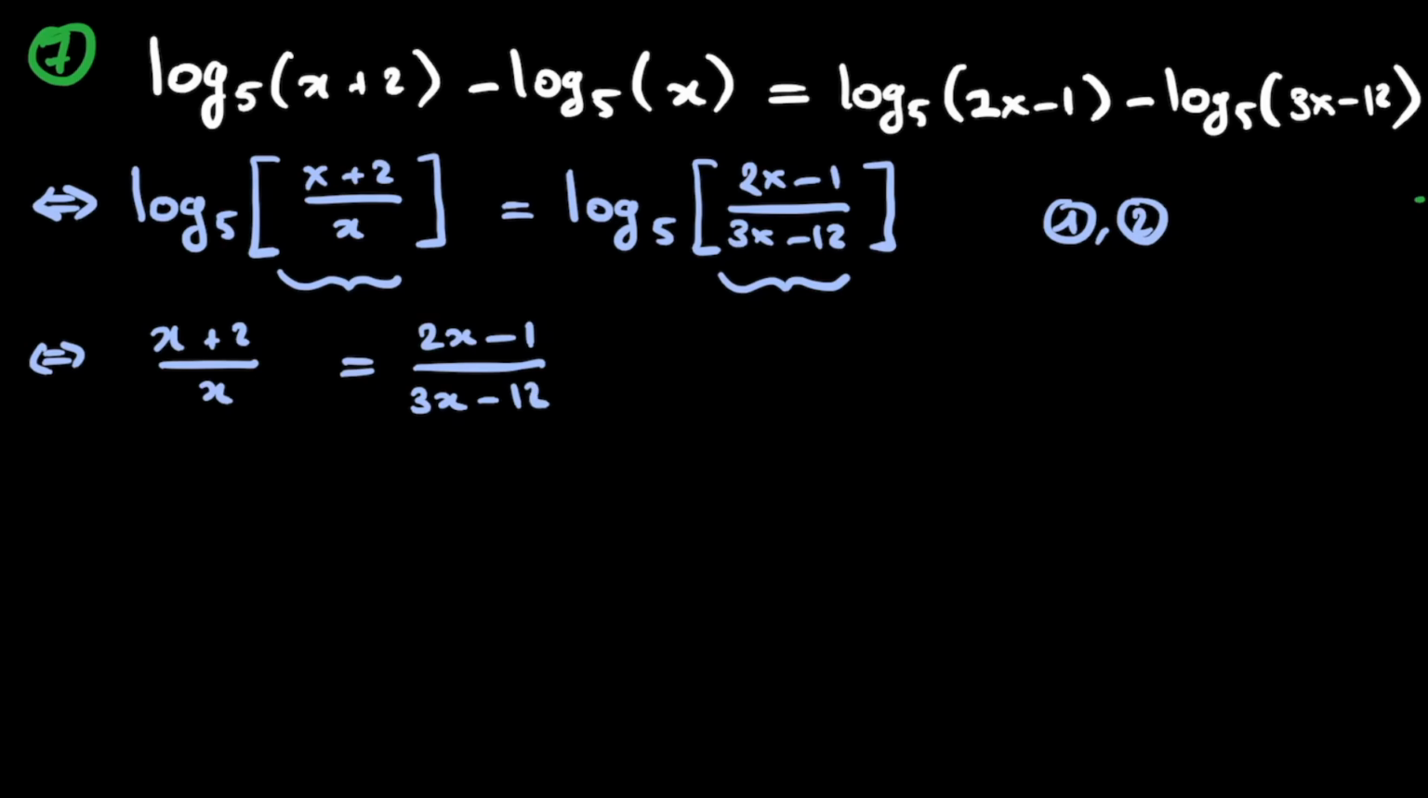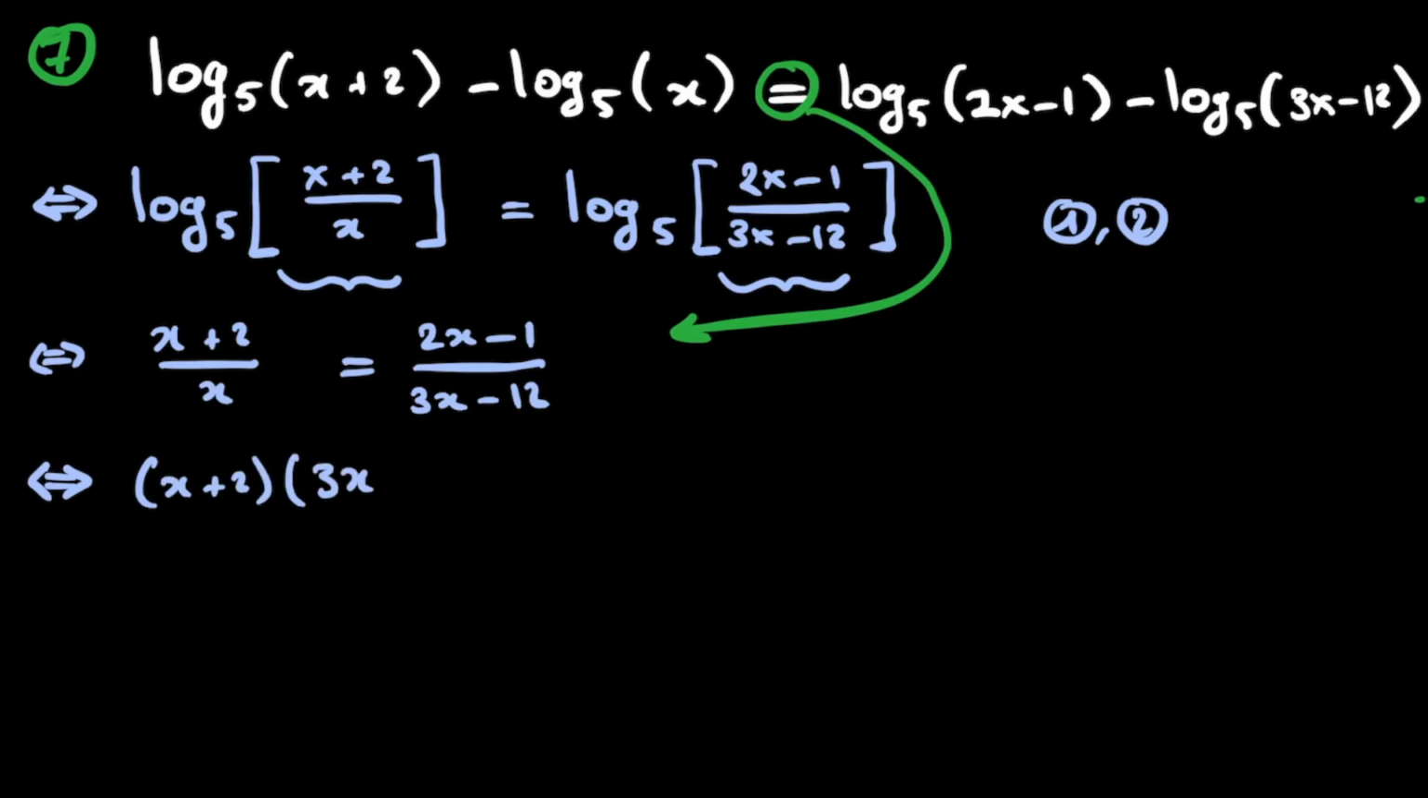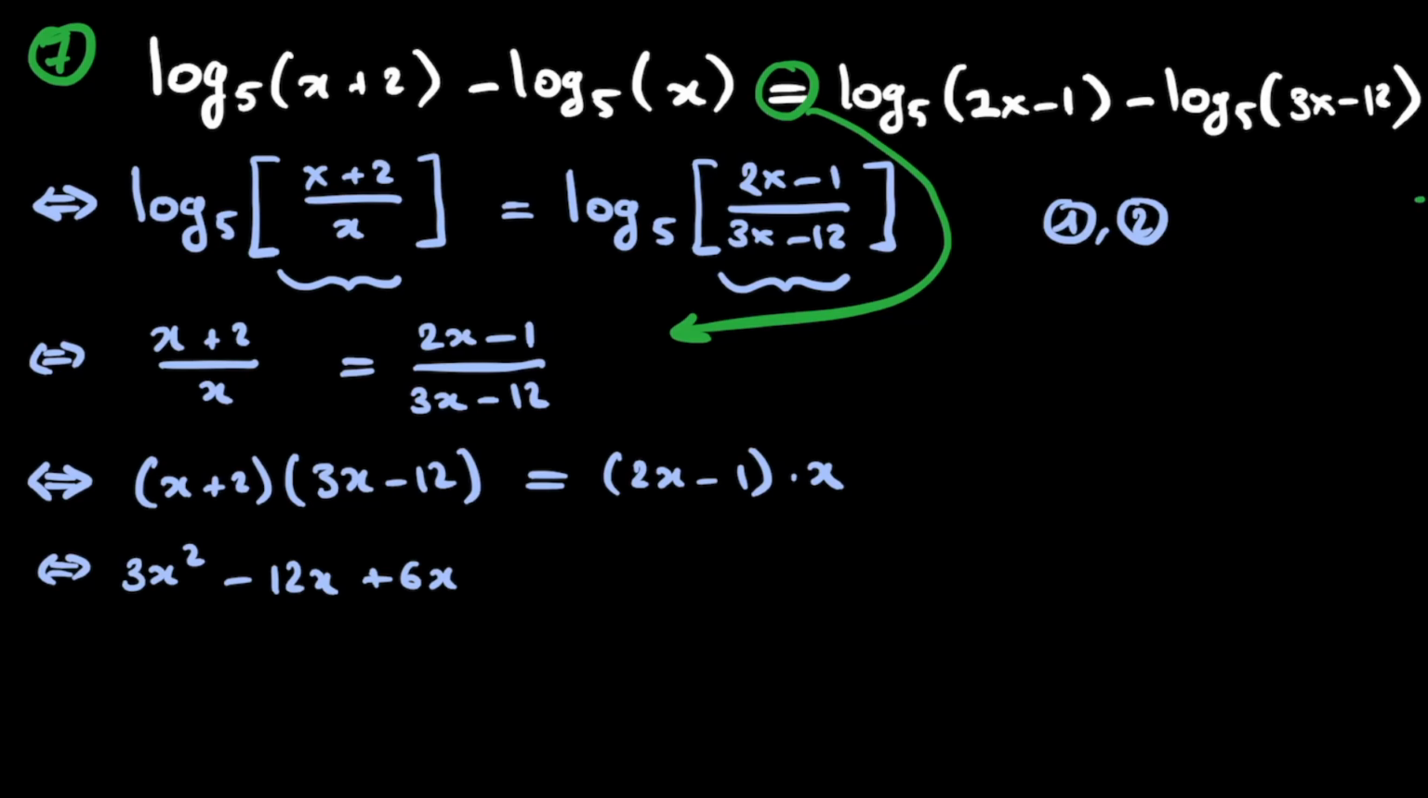And we have reduced yet again our original logarithmic equation to a simple algebraic equation. And this is the one that we're going to solve right now in order to get our solution. This means that (x+2) multiplied by (3x-12) has to be equal to (2x-1) times x. Computing these brackets, we get on the left-hand side 3x squared minus 12x plus 6x minus 24 is equal to 2x squared minus x.